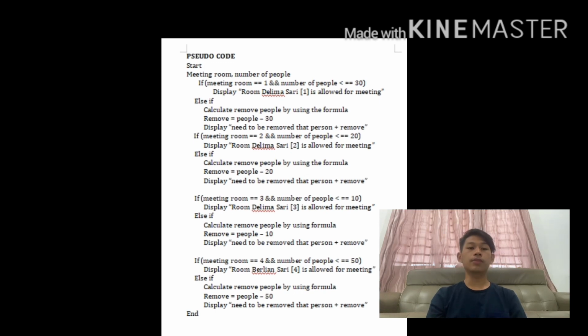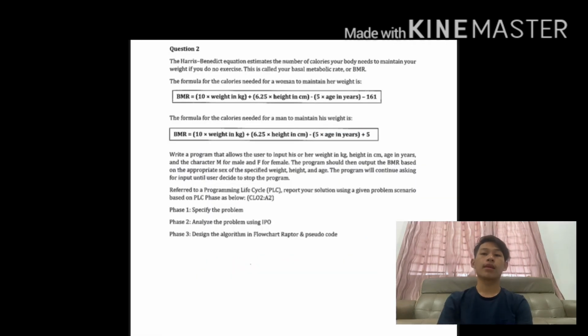If meeting room equals 4 and number of people is less than 15, display room Berlian Sari 4 is allowed for meeting. Else, calculate remove people by using the formula: remove equals people minus 50. Display need to be removed that person plus remove.